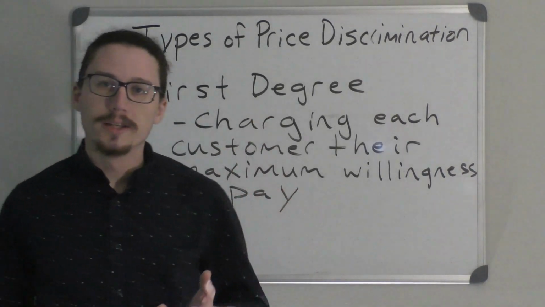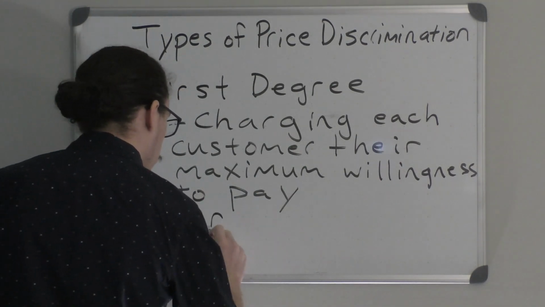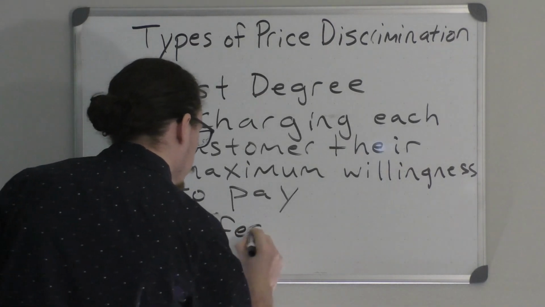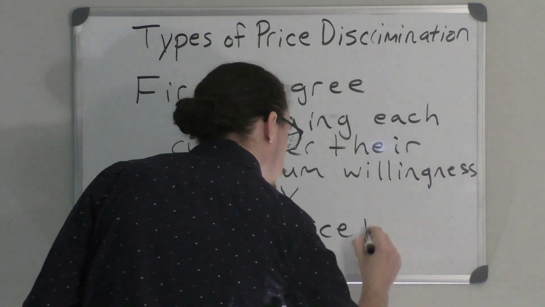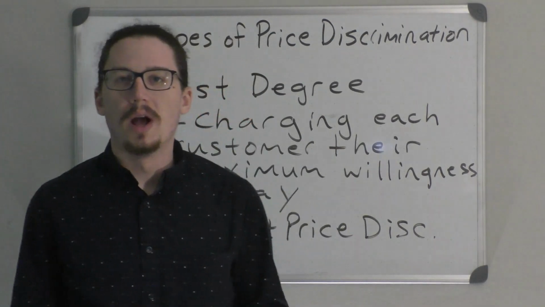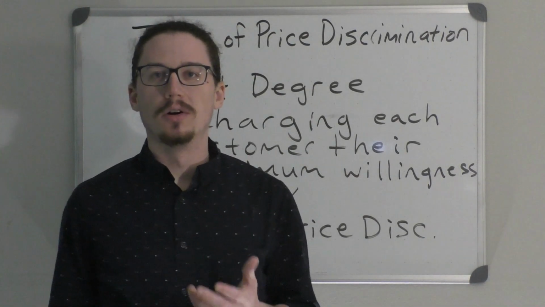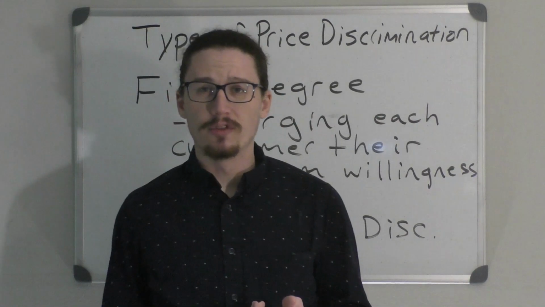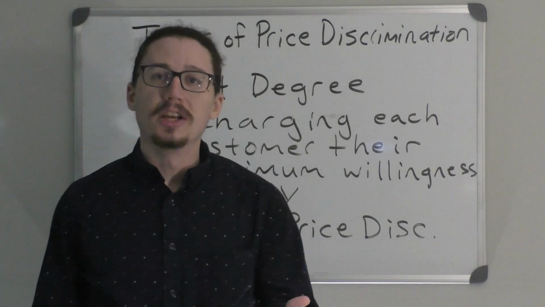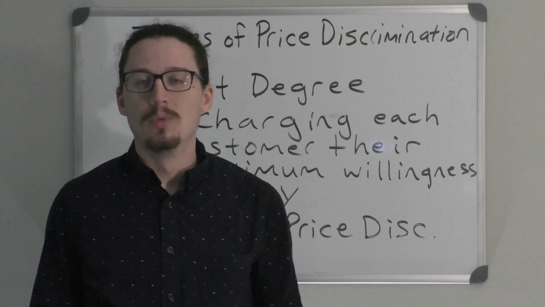First degree price discrimination, which is also known as perfect price discrimination, is very rare. Right? It's very difficult to actually be able to determine someone's maximum willingness to pay and actually charge them that price. It requires a lot of information, and a lot of information that most people aren't willing to give. If I'm buying a good, I'm not going to tell the person I'm buying the good from how much I'm willing to pay them.